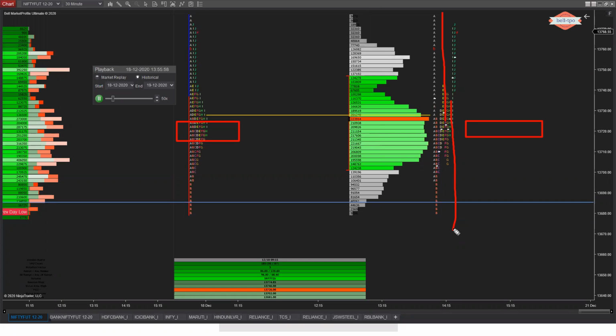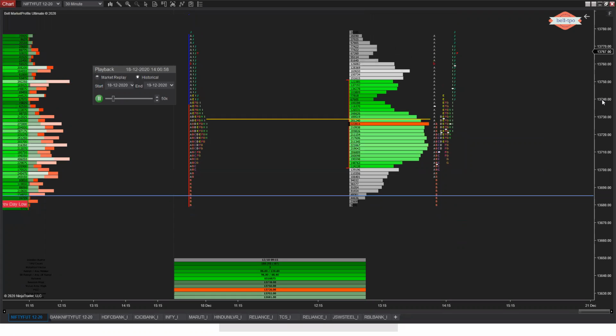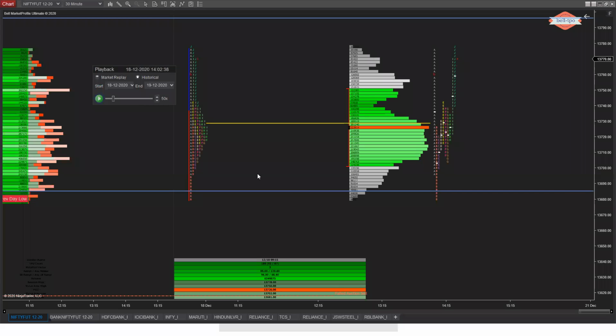So that center point is what we're going to call the point of control. Let me pause the activity here. I just want to show how the distribution happens in the market. So that is how the price distribution gets cultivated over here.